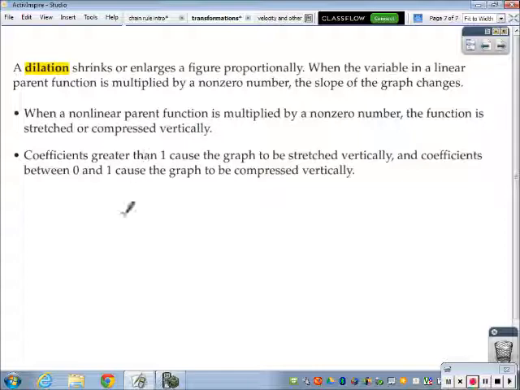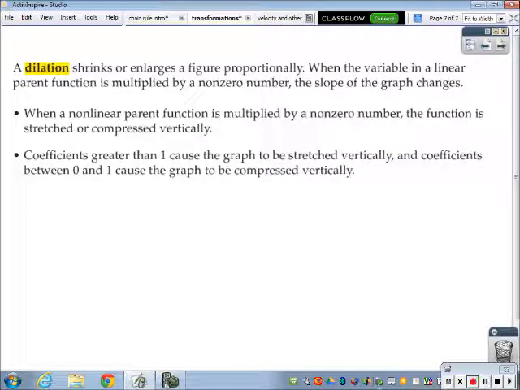So remember in our booklet, stretched meant the V in the absolute value graph got more narrow, and compressed means that it got more wide. It's like it was pressed down. Coefficients greater than 1 cause the graph to be stretched. Remember with the absolute value it was more narrow. And then coefficients between 0 and 1, so in other words your fractions, cause the graph to be compressed vertically. So that means it's widened. So let's look at an example of that.